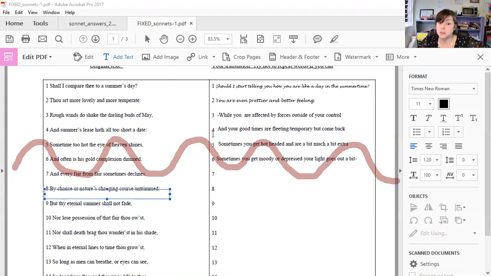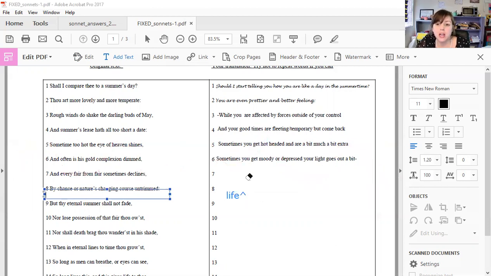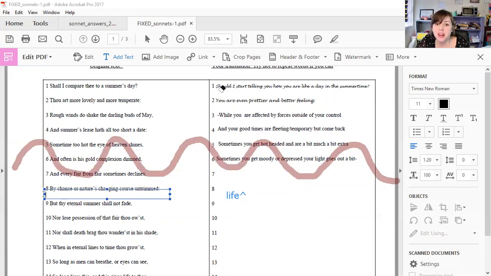Well, nature's changing course, that must be life, right? You know, how nature takes its course. That's life. And if it's untrimmed, maybe I don't understand that yet, but maybe I can start to understand it by asking myself, well, what would it look like if it was trimmed? What if, oops, I didn't mean to do that. What if I just cut off a bit right there? What just happened? Well, you just died, right? I can't even write it on here. It's cut short, right? You die.